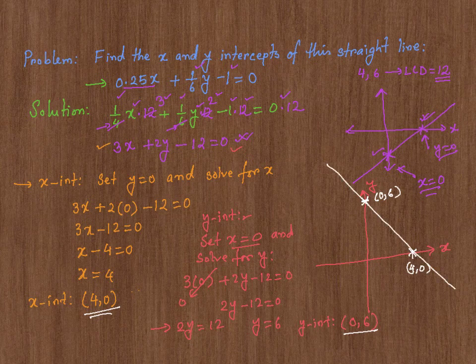By the way, this straight line is represented by this equation, which is 3x plus 2y minus 12 is equal to 0, which is the same as this equivalent equation, 0.25x plus 1/6 y minus 1 is equal to 0.